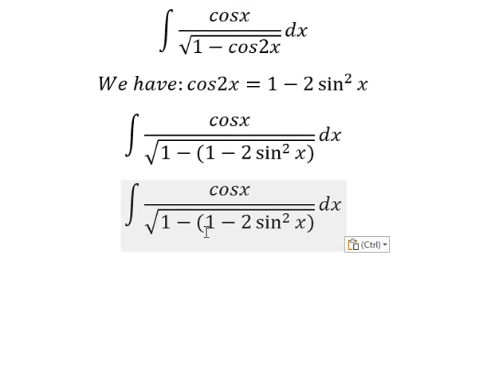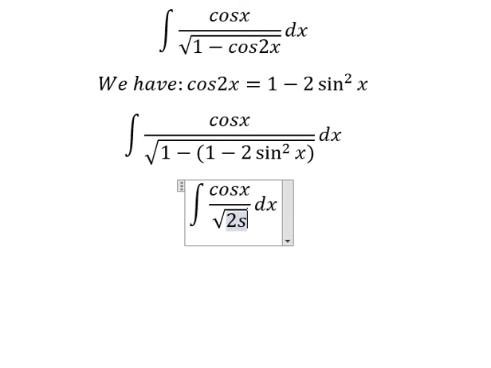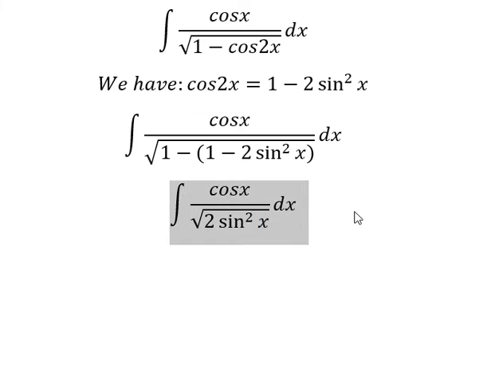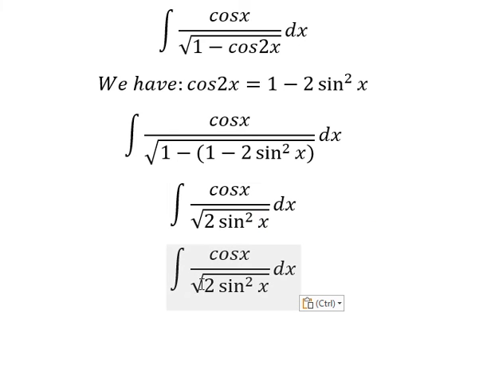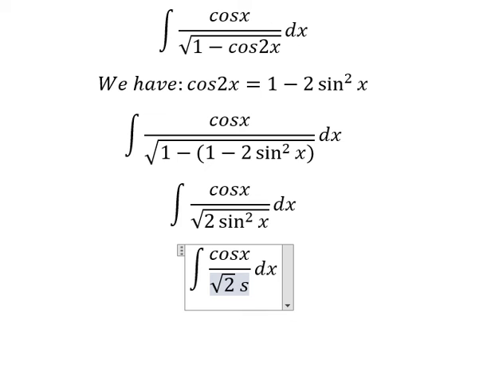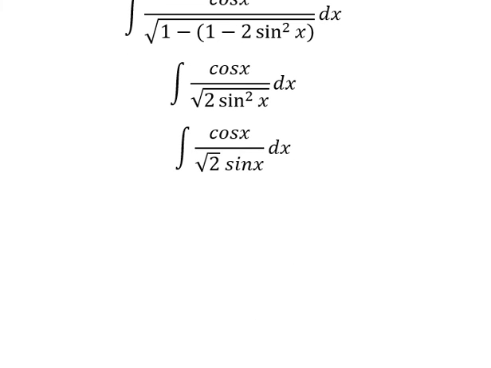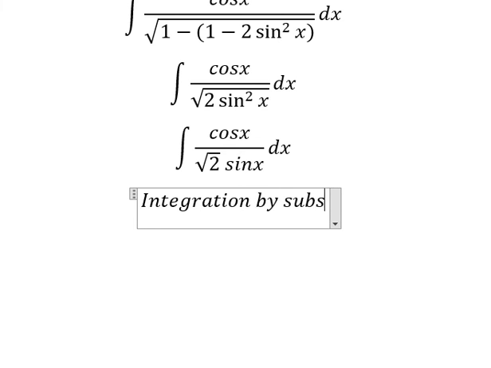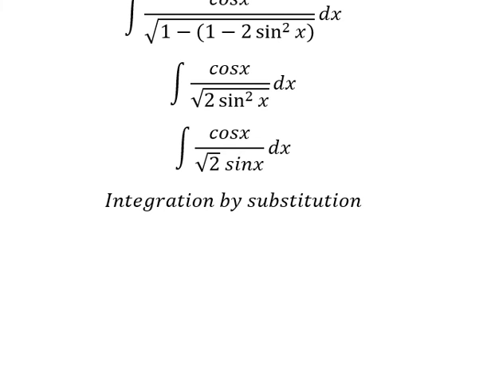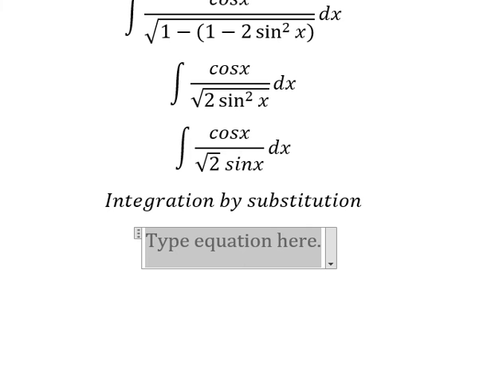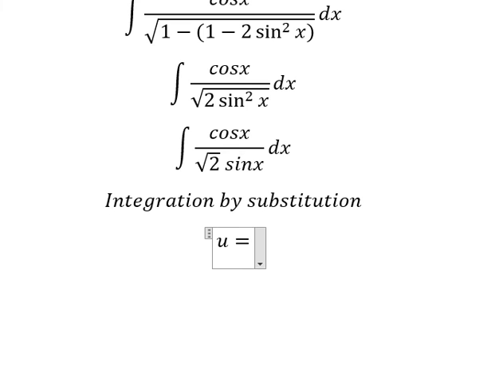So 1 minus 1, we cancel negative with negative, you got positive. The square root of 2 sine x squared, you got sine x in here. Next, we can use integration by substitution. So I will put u equals sine x.